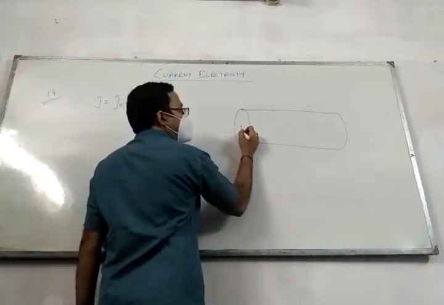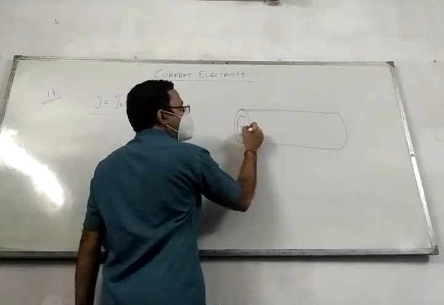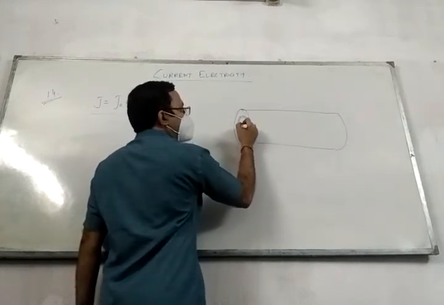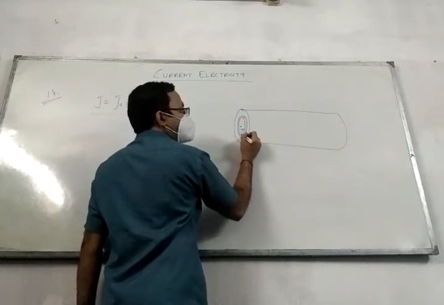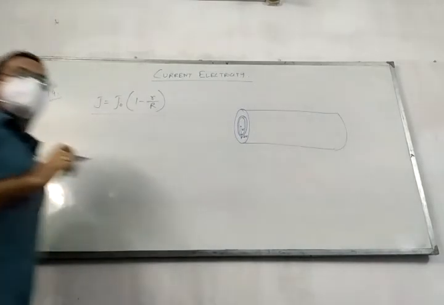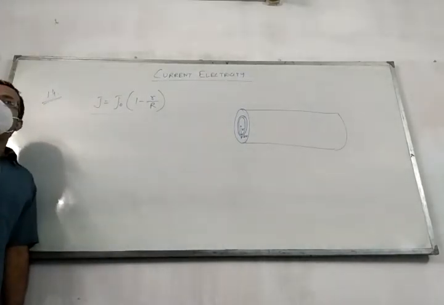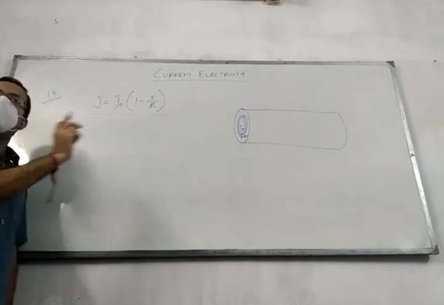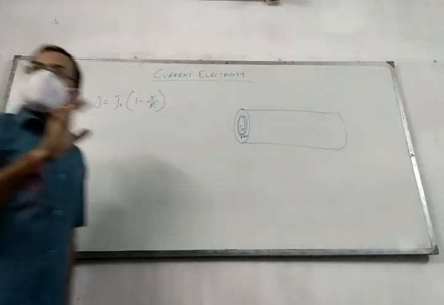I have to take a radius r and draw a small ring of radius small r and thickness dr. Yes, radius small r, thickness dr. Find out the current through this elemental cylinder and then we have to integrate it over the whole cross section. Okay, write this down.